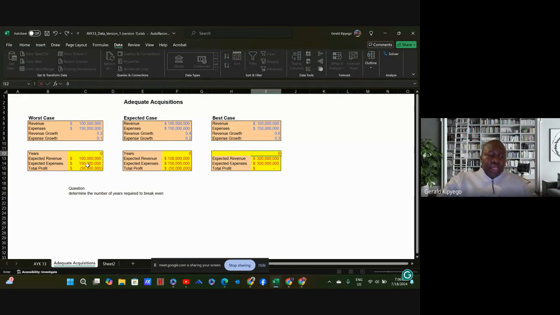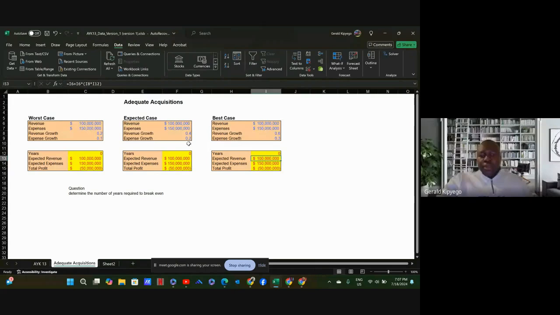We do it again for the expected expenses. That is the expenses, and then we multiply by C9. C9 is the expense growth, that is 0.1. And then we multiply by the number of years, and we get the expected expenses. We go for expected revenue, that's F6 plus F6, and then we multiply by revenue growth times the number of years, and we get that.